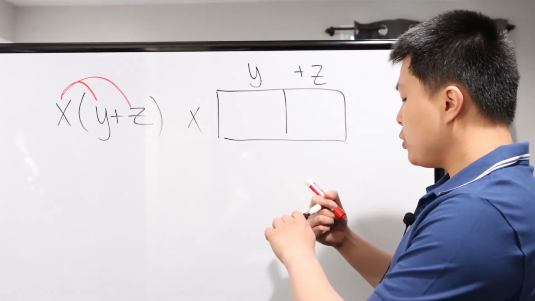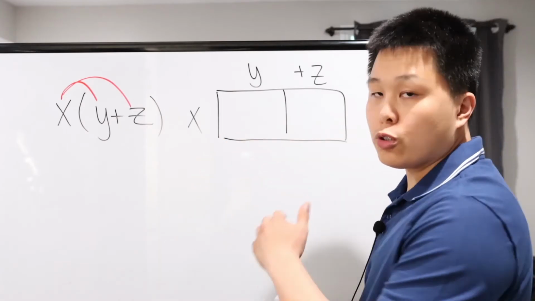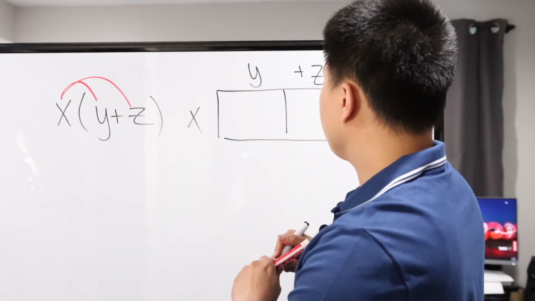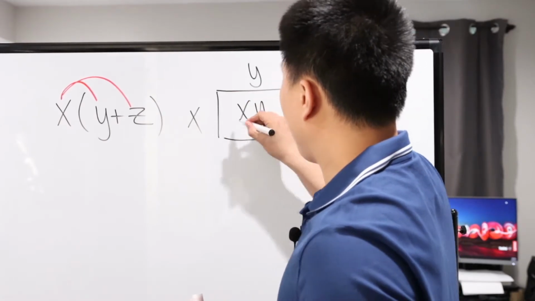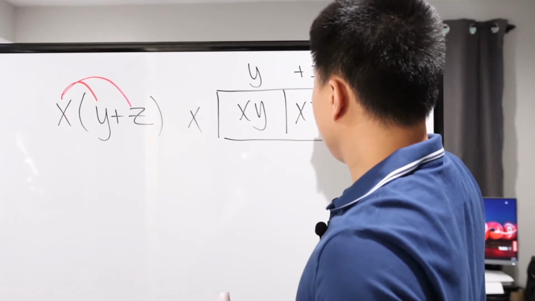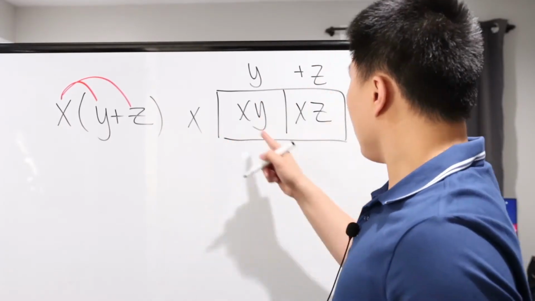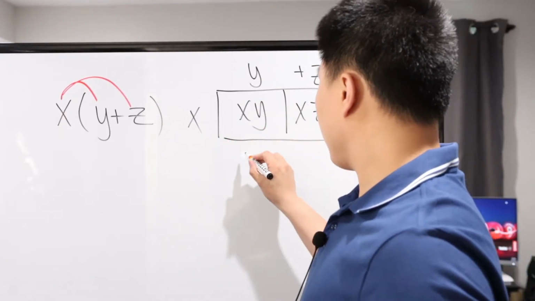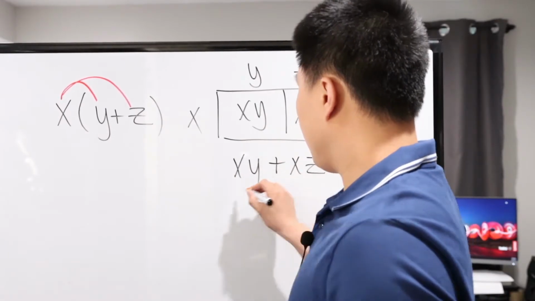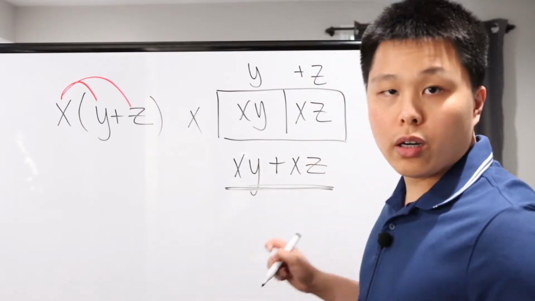This helps you stay organized in that it tells you exactly what to multiply. x times y in this case is just xy. x times z in this case is just xz. And then in this total instance, you're going to add them all together. So you're going to have xy plus xz, and this would be your answer.